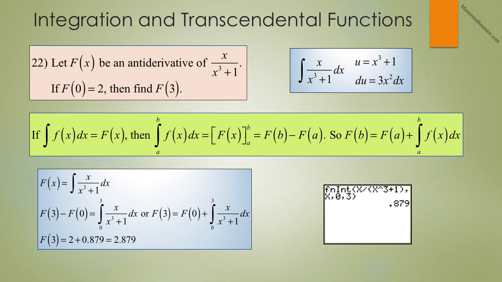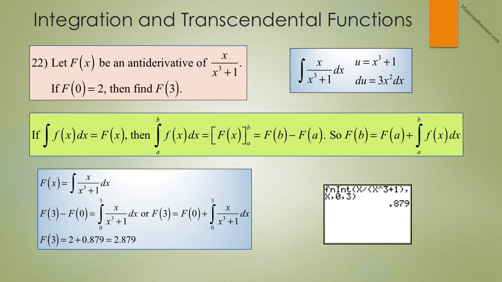Capital F of x is equal to the integral of x over x cubed plus 1 dx. So capital F of 3 minus capital F of 0 equals the integral from 0 to 3 of x over x cubed plus 1 dx. Or F of 3 is equal to F of 0 plus the integral from 0 to 3 of x over x cubed plus 1 dx.